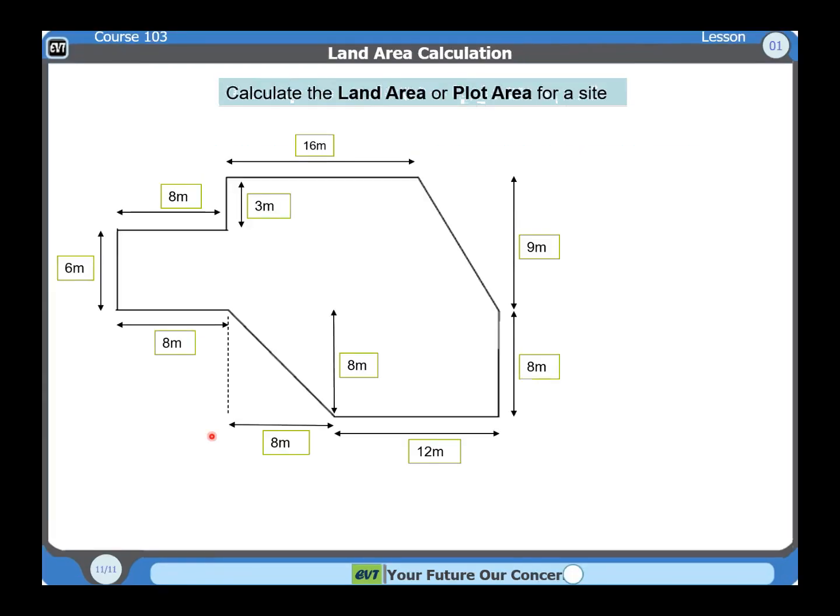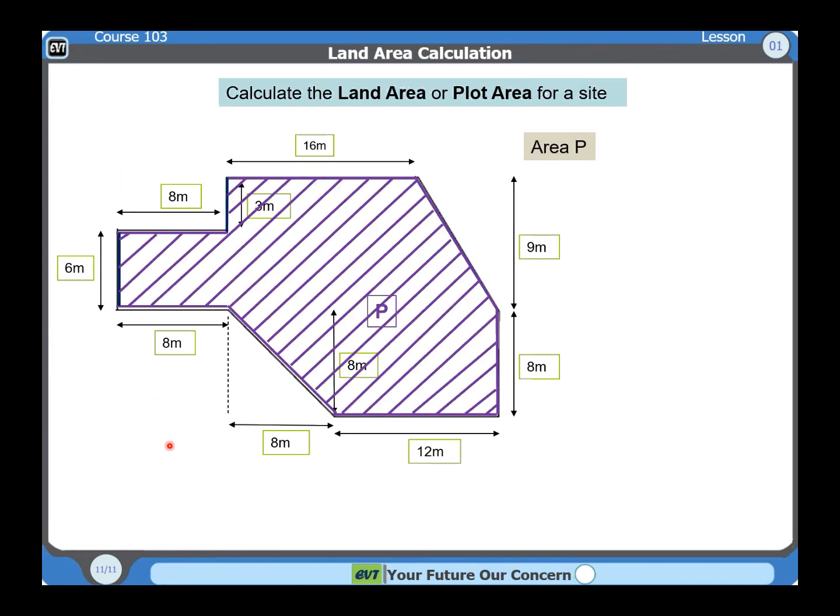Now, we pass to some explanation of how to calculate the land area or plot area for a site. There are many methods to calculate this complex shape. One of these methods is to add imaginary space in order to make the shape a standard geometric shape, and then subtract the area of that imaginary space after you get your result. For example, we have this land area. We need to calculate the area with this color.